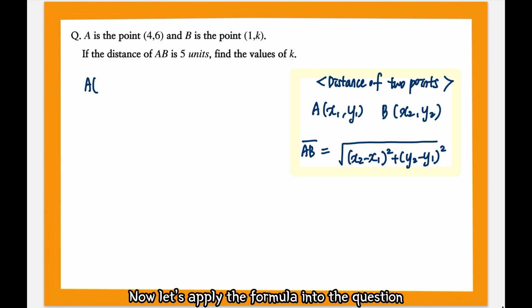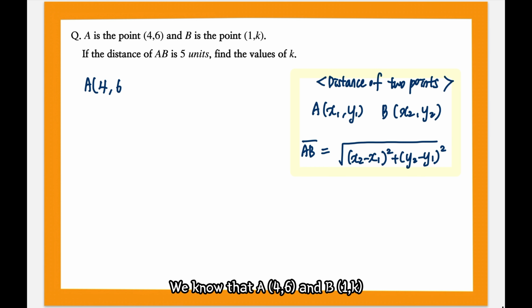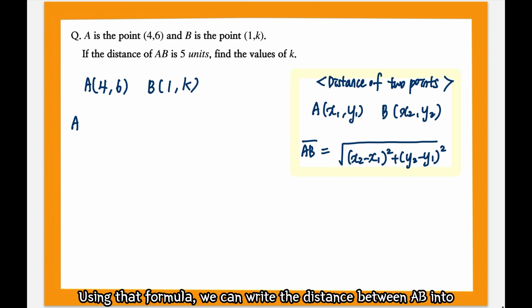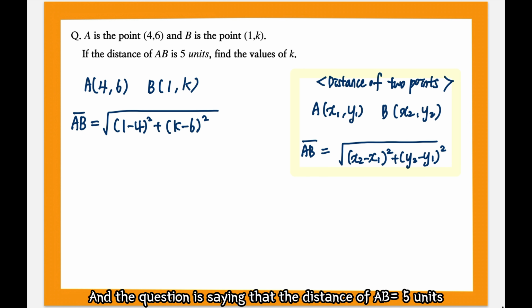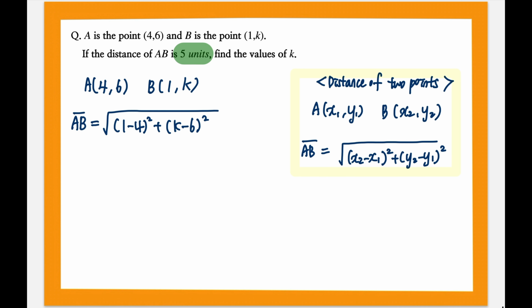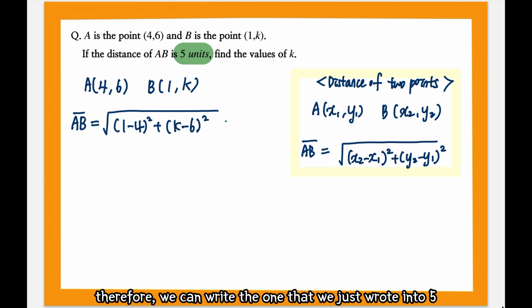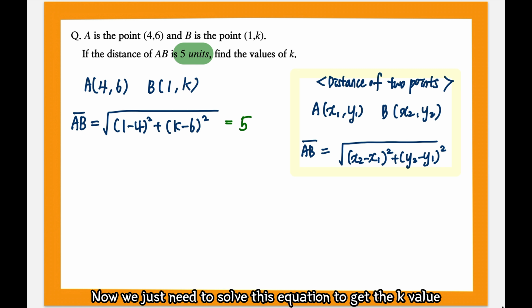Now let's apply the formula to the question. We know that A is (4,6) and B is (1,k). Using that formula, we can write the distance between AB as root of (1 minus 4) to the square plus (k minus 6) to the square. And the question is saying that the distance of AB is 5 units. Therefore, we can write what we just wrote as equal to 5. Now we just need to solve this equation to get the k value.